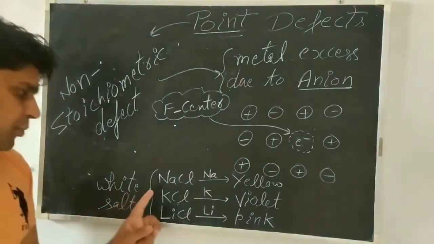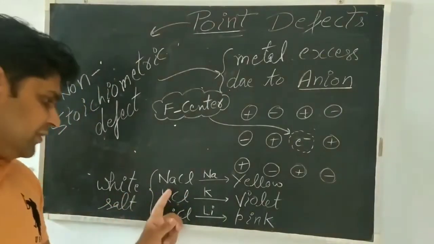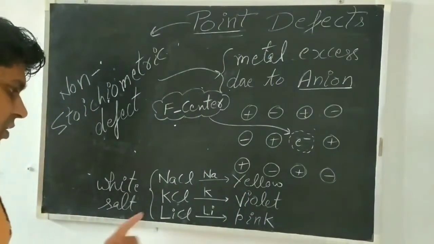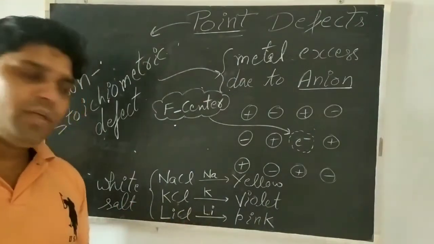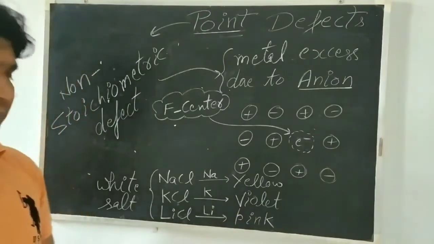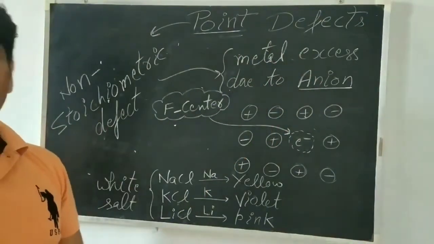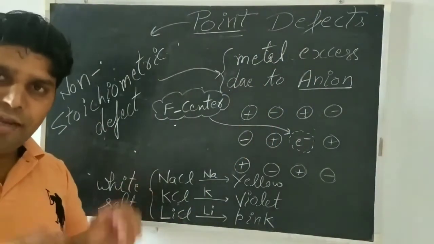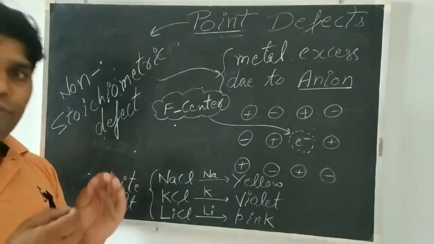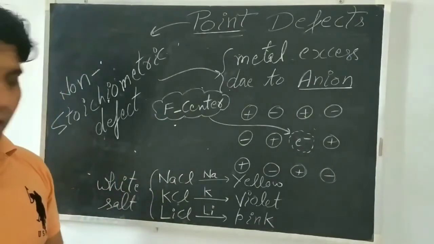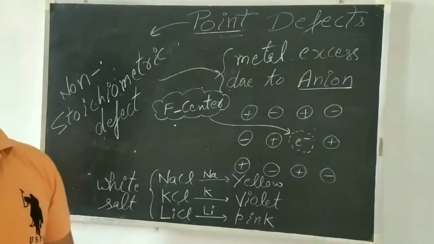In similar cases, potassium chloride is again a white salt. When it is heated in potassium vapors, its color changes to violet. Similarly, LiCl, lithium chloride, is also a white salt. When it is heated in lithium vapors, it is converted to pink. These three are the most common examples of metal excess defect due to anion. Anionic vacancies are created and occupied by free electrons. The site at which free electrons are occupied is called the F center, and due to the presence of free electrons, it causes colors in the different compounds.